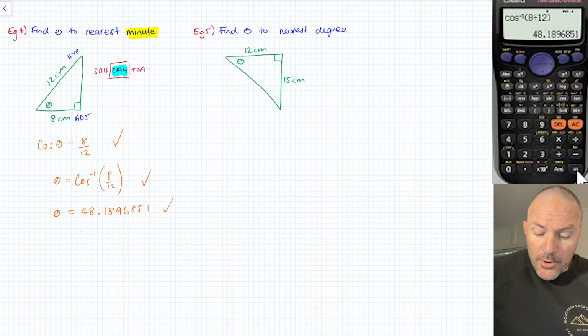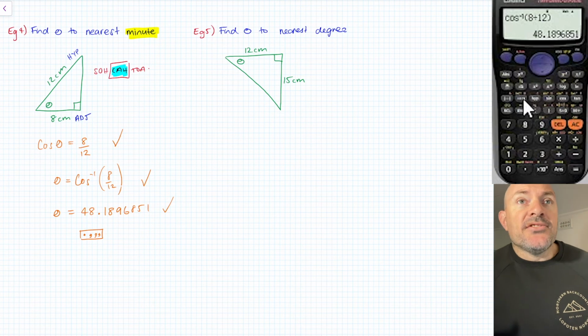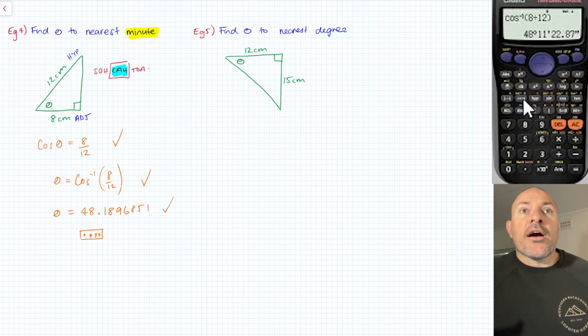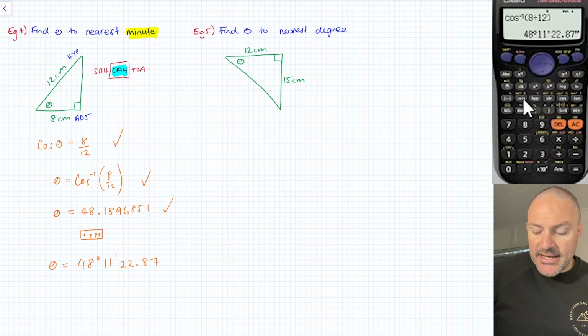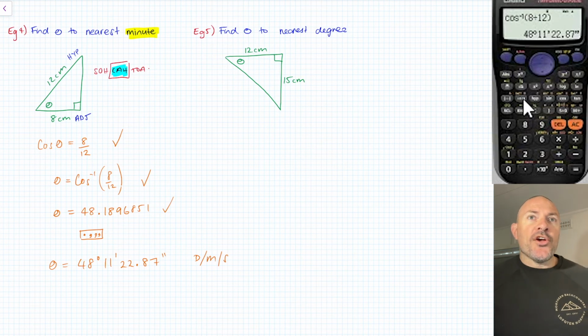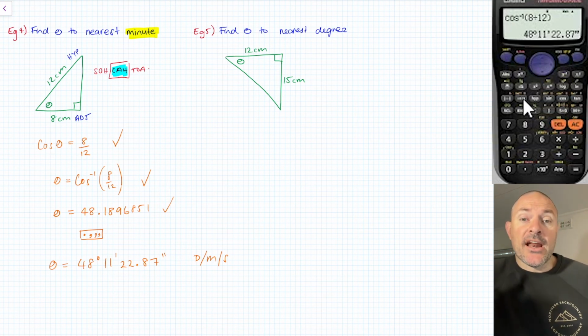Remember, the bubble button, which I'm going to show you in a moment, looks like this. That's what turns it into degrees, minutes, and seconds. You can see when my cursor is right there. I'm going to press that, and look what happens. It says this is 48 degrees, 11 minutes, and 22.87 seconds. Remember, it's degrees, then minutes and seconds. And I know that when you type it into a calculator, you don't see that little degree and the dash and the double dash. You just see like a little degree box. But here we certainly see it in our answer.